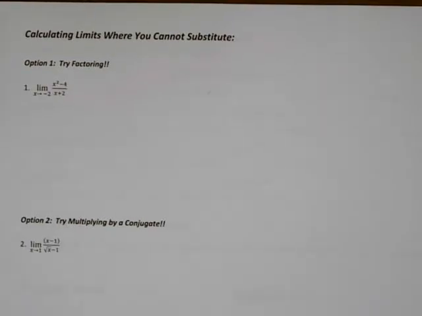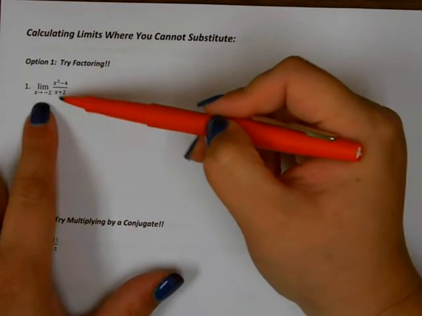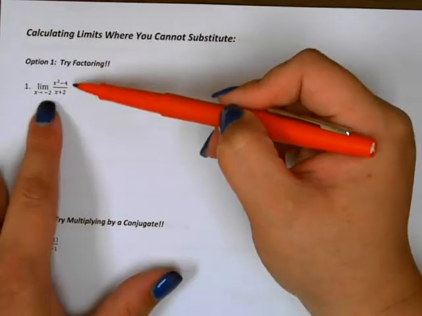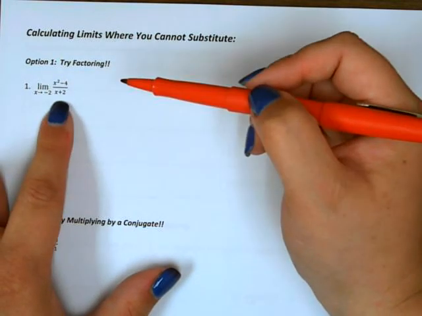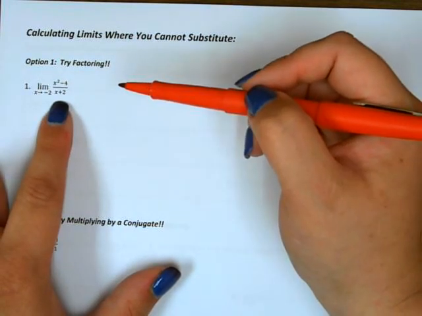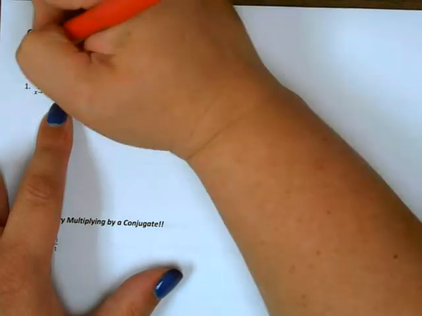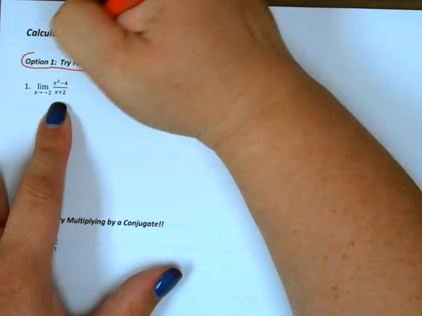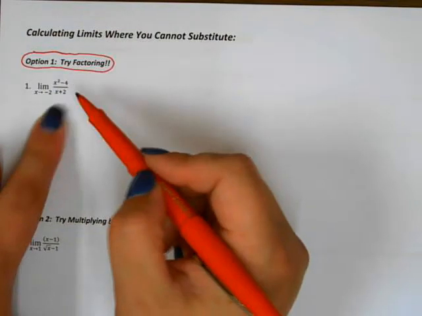So the problems come up with what happens when you cannot just substitute, okay? If we take -2, so the limit as x approaches -2 of x squared minus 4 over x plus 2, when we look at this, if I plug in -2, that's a problem because I would have a 0 on the bottom. So the first thing we can try is factoring.